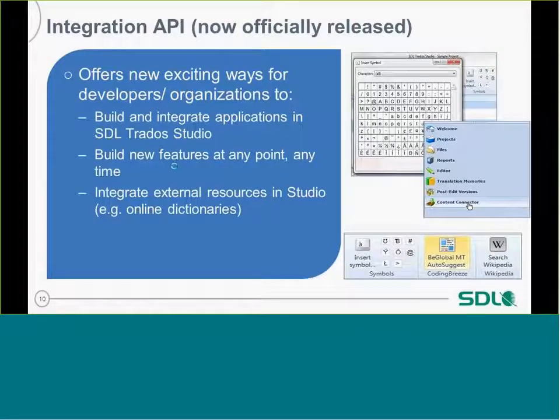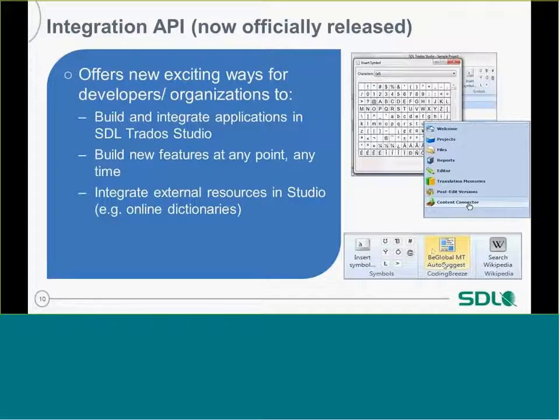So with the extension of the APIs, you can now integrate applications within Studio instead of just outside Studio. You can even include new features within Studio. And I've got a couple, and one has actually been released, so we'll have a look at them. Hopefully they will work. And you can integrate external resources in Studio. For example, we are working on an application to integrate Wikipedia from inside Studio, so you don't have to leave Studio. So pretty interesting.